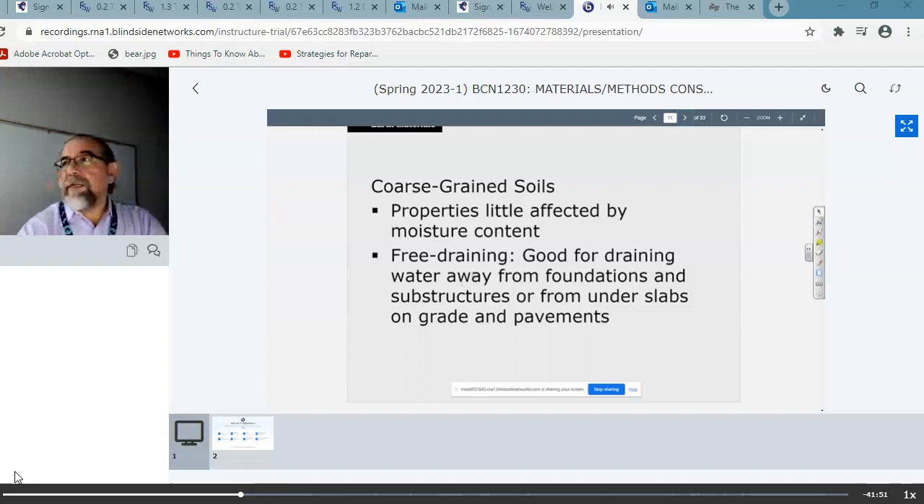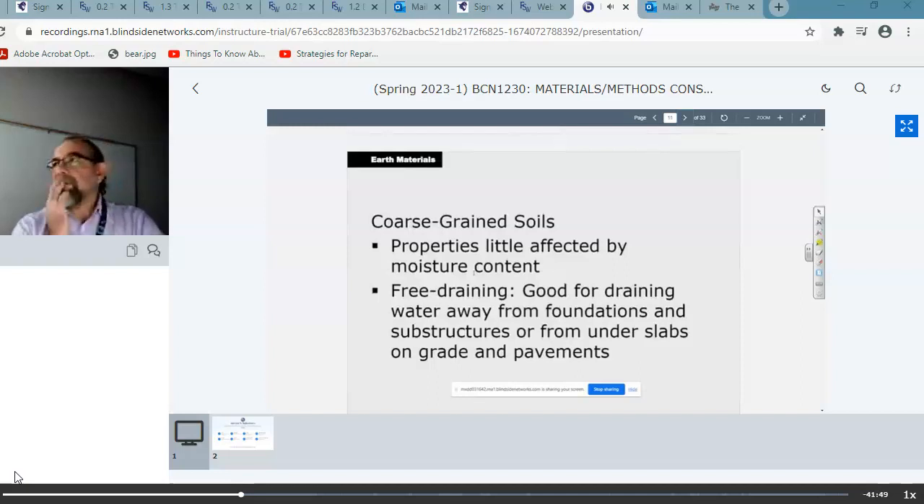So this is perfect. Coarse grained soils seem to be a perfect construction product because we have free draining. The number one thing you want to do for your house is to get the water away from the structure, and anything that helps in that regard is good for us. So, coarse grained. What letter is that one for?